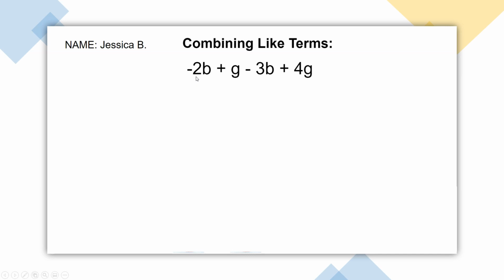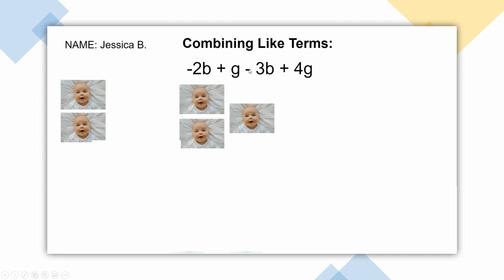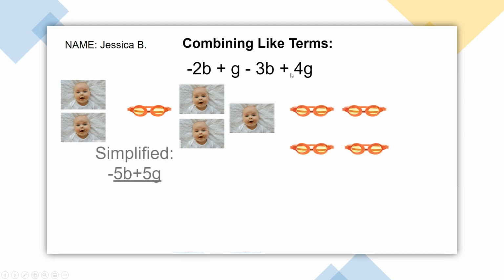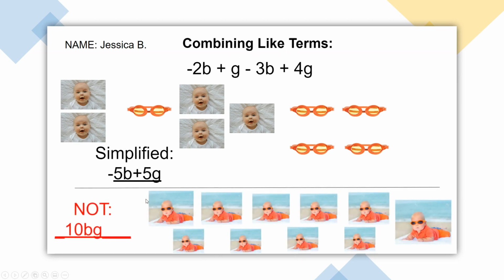Here's another one, negative 2b plus g minus 3b plus 4g. Well, in this case, we have 2 babies. I made them negative here, but they're not. They're super cute. And then we have negative 3b, 3 more babies, and plus a pair of goggles. This is a 1g plus 4g. So we will have negative 2 plus or minus 3, same thing, negative 5b, and then 5 positive g's. Not combining these to get 10 or negative 10 or 0. You cannot combine them. They're not like terms. And this would be what you would get, which is not the same as this.